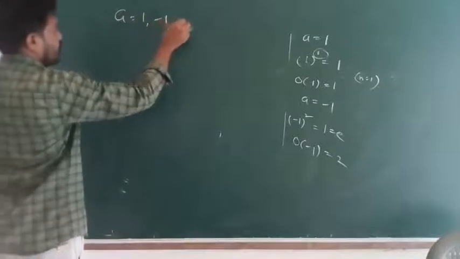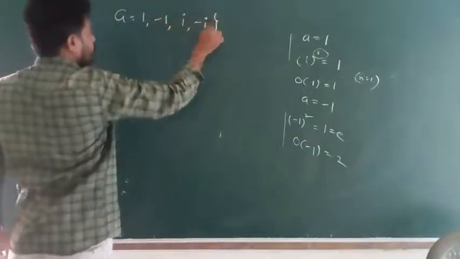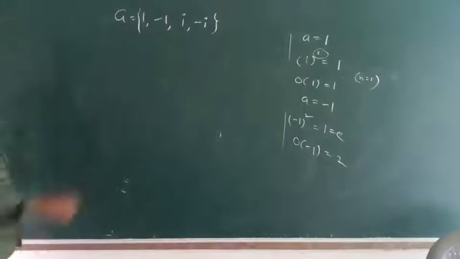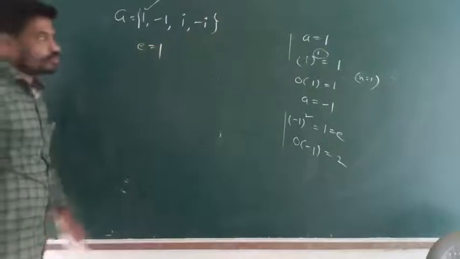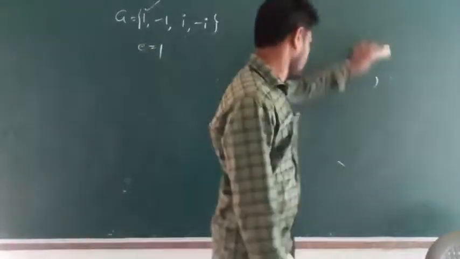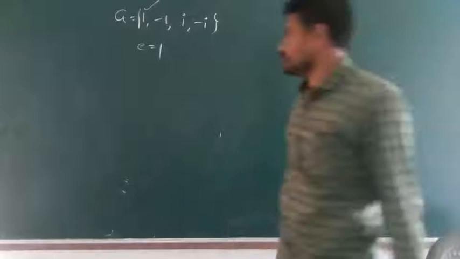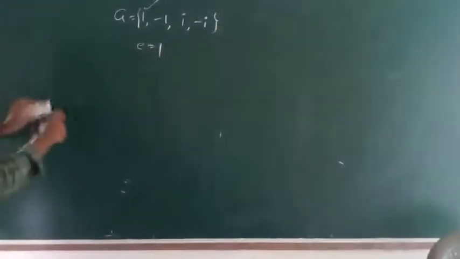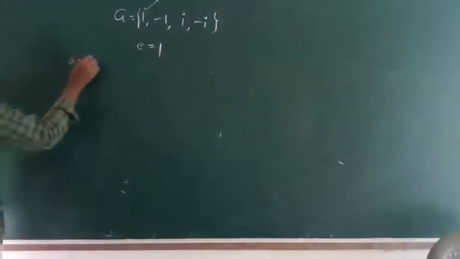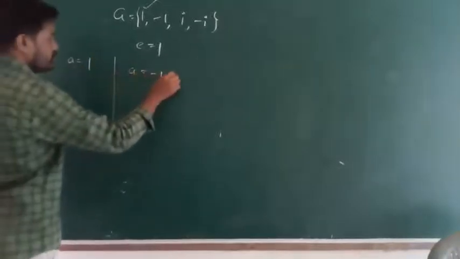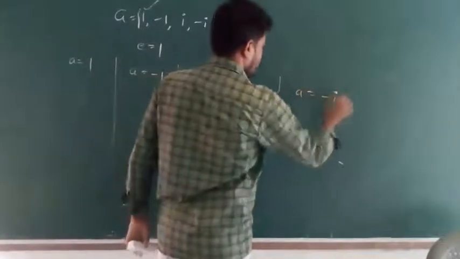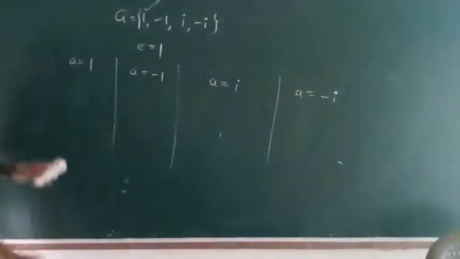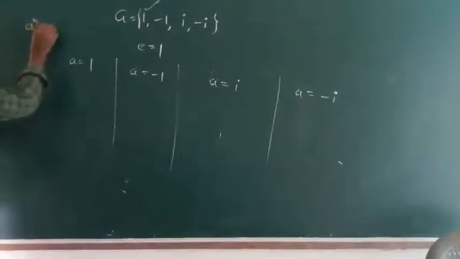G is equal to {1, -1, i, -i}, which is a group, and you can find out each element's order. So what is the identity element? e equals 1. So applying the definition, what is the order of an element? a^n = 1. So there are a total of 4 elements, and for each element you can find the order. First a = 1, second a = -1, third a = i, next a = -i. What is the definition? a^n = e, then the order of a is equal to n.